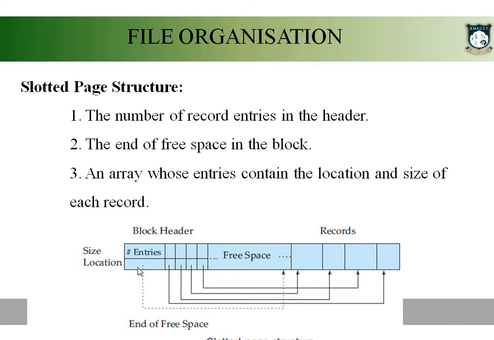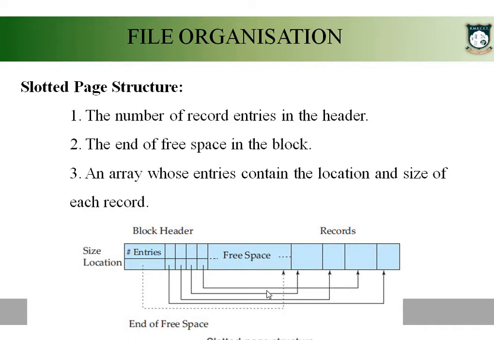Then you will have the reference to the last location of the free space. This is the second detail. And you will have an array of index records. If you have 4 actual records, then you will have 4 index records, and in each index record you will have the memory size consumed by the particular record, and the actual location where you have the actual record.